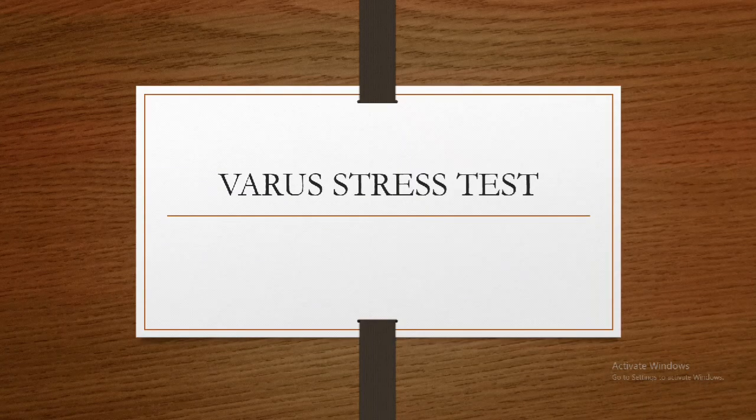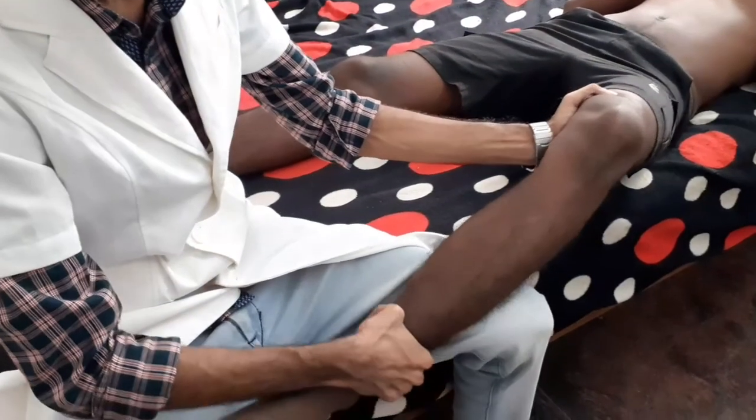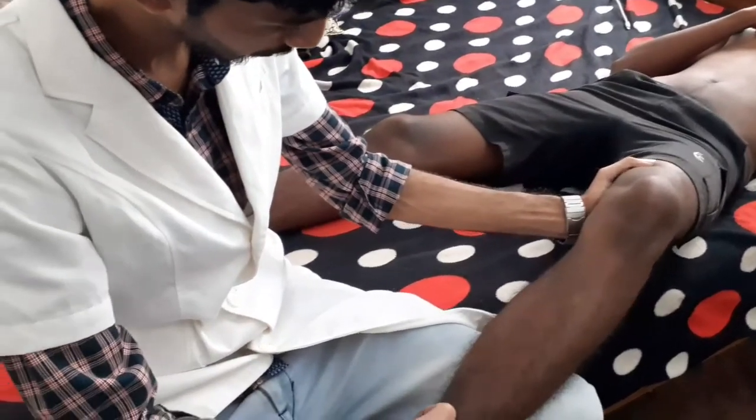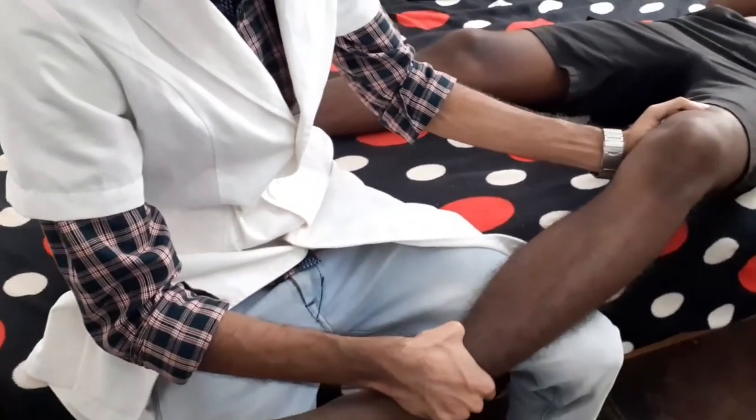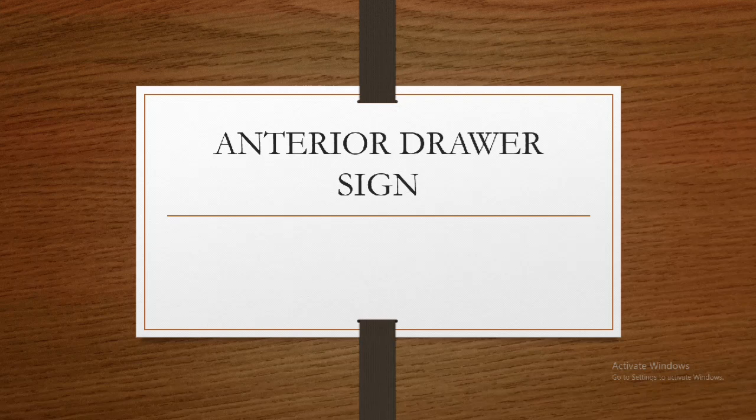Varus stress test. It is performed by stabilizing the femur and palpating the lateral joint line. The other hand provides a varus stress to the ankle. The test is performed at 0 degrees and 20 to 30 degrees, so the knee joint is in the closed packed position. Anterior drawer test.